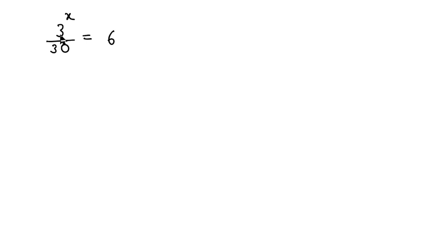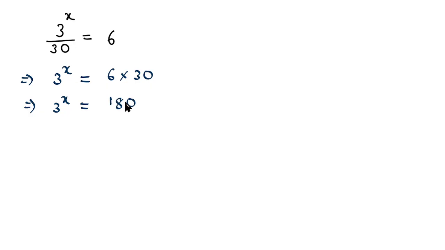In this question, given 3 to the power x upon 30 is equal to 6, what will be the value of x? I will solve this question by two methods. So the first method is here. I will write this question as 3 to the power x is equal to 6 into 30. That means we can write 3 to the power x is equal to 180.